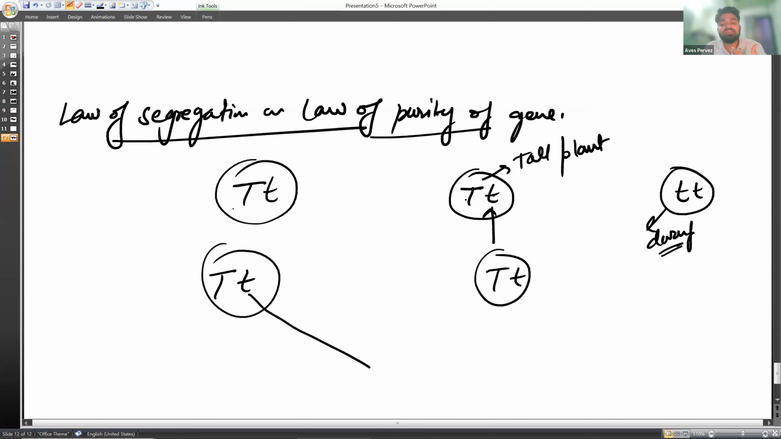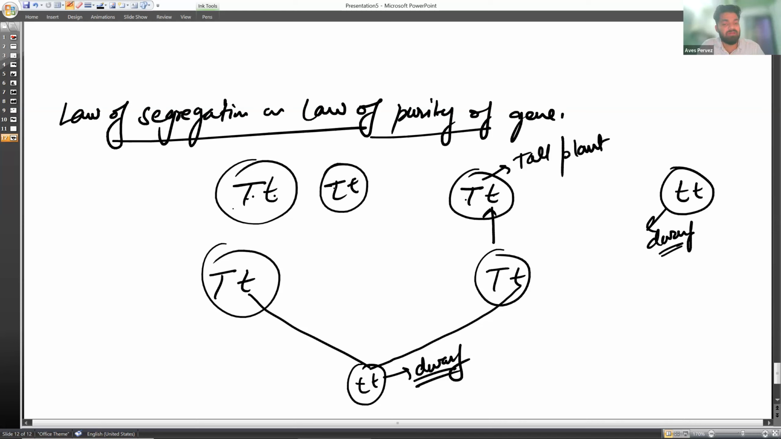When this and this condition is satisfied, when small t and small t mix together, we are going to have a dwarf plant. So what does the law of segregation say? The law of segregation says that in a heterozygous condition, the two different traits remain together in an individual and they are not mixed up. We are not getting an average plant.